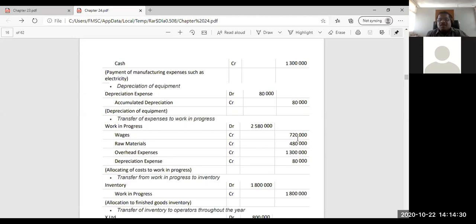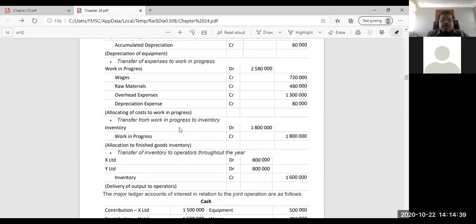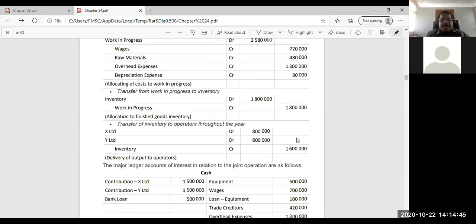So what happened is wages credit, debit the work in progress. Raw material credit, debit the work in progress. Likewise. Transfer from work in progress to inventory, inventory account debit, and work in progress credit. Then transfer of inventory to operators. That means the items produced has been distributed to two operators. Finished goods. So thereby inventory credit, X limited debit, Y limited debit.